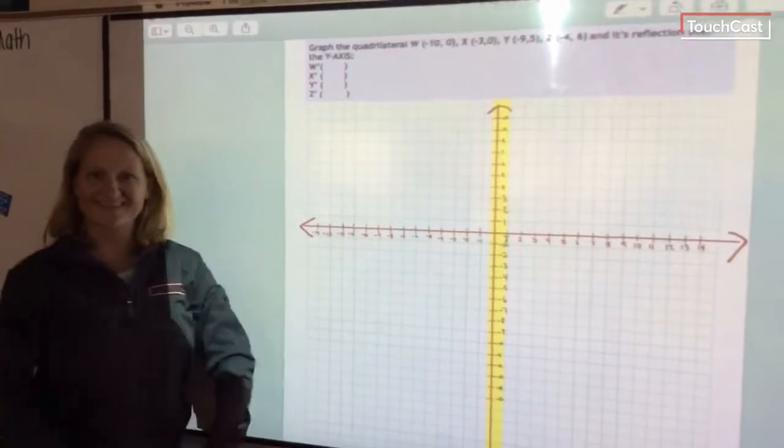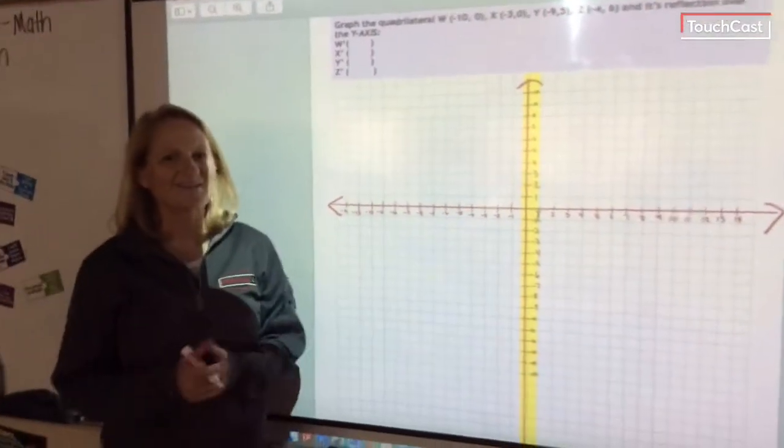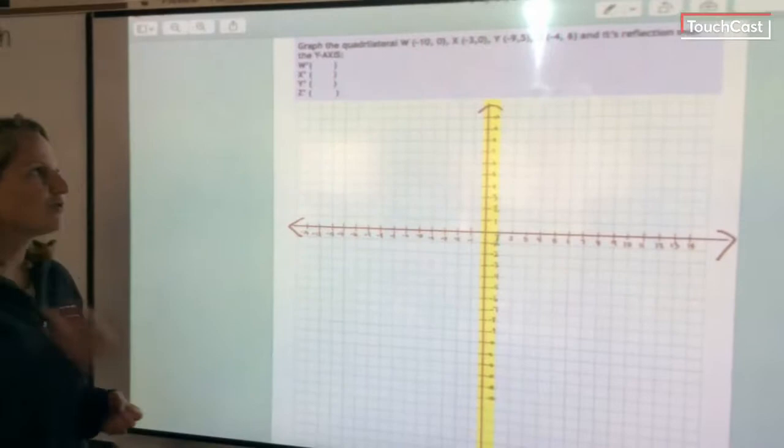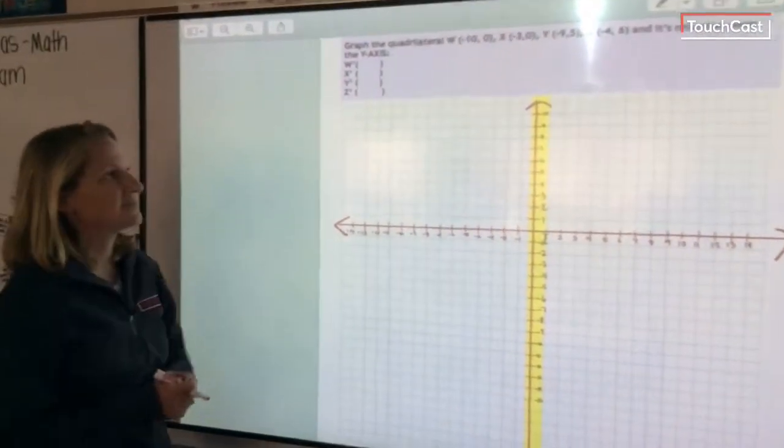Hey, Mrs. Tiglis, what's a quadrilateral? Oh, well, a quadrilateral is a four-sided figure. The word quad means 4, so we know it's going to be a 4-sided figure.